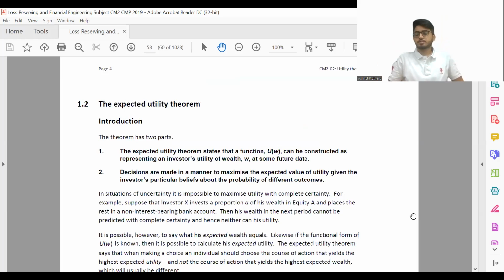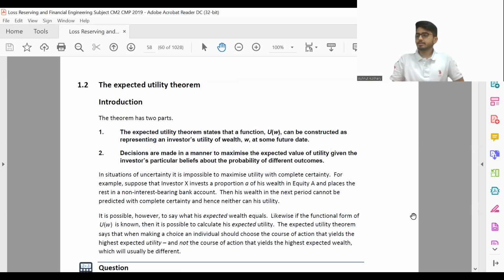Next, give the heading expected utility theorem. First point: the expected utility theorem states that a function U(W) can be constructed as representing an investor's utility of wealth W at some future date.